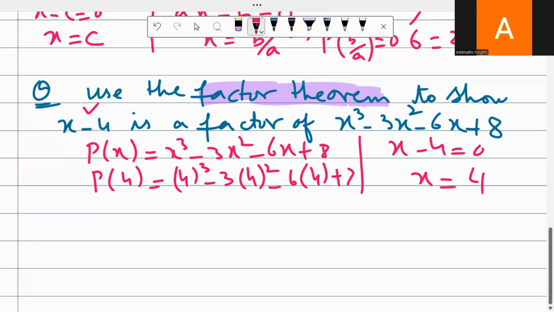So we substitute the value. 4 cube is 64, minus 48, minus 24, plus 8. So when you solve them, your answer is 0. So hence it is proof that x minus 4 is a factor of this. If x minus 4 is not a factor of this, when you substitute the value of 4 here, then you get a value other than 0, which is called the remainder, when you divide this whole expression by x minus 4. Now I give you more examples.